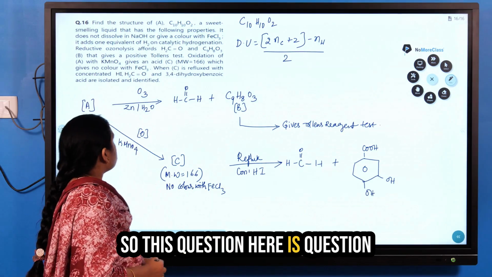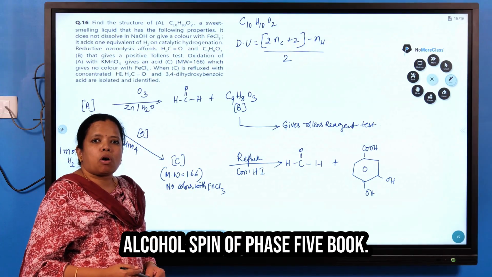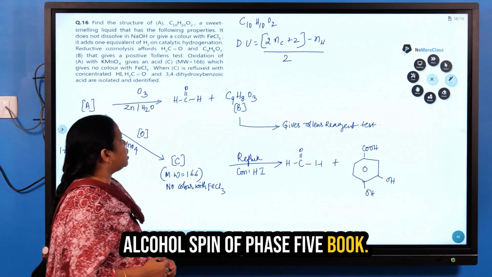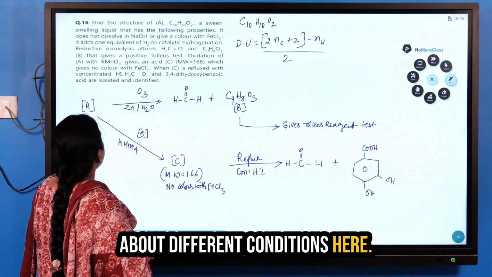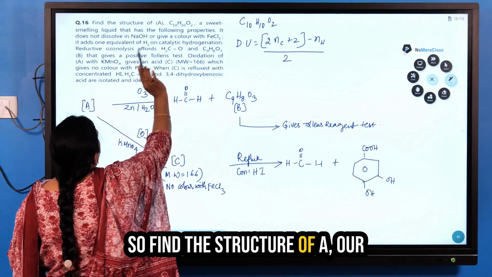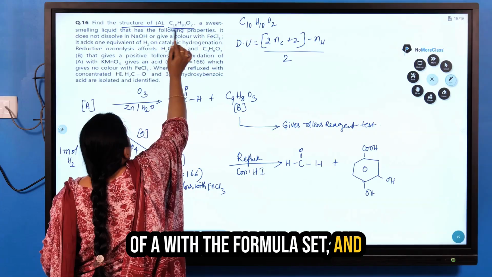So this question is question number 16 from exercise 1, alcohol phenol ethers of Phase 5 book. We have a question which explains different conditions. Find the structure of A. Our question is very simple. Structure of A with the formula C₁₀H₁₀O₂.